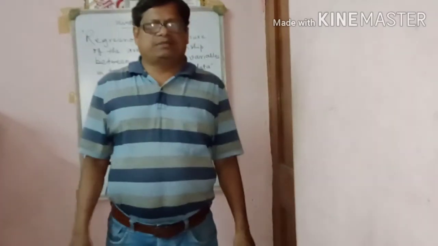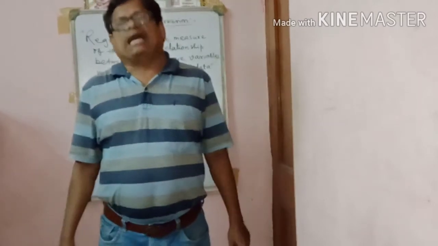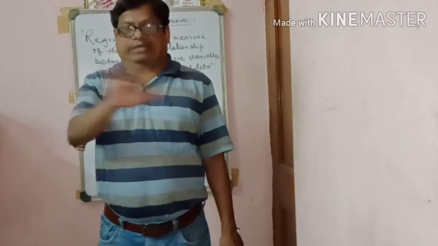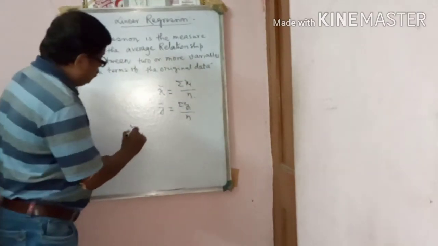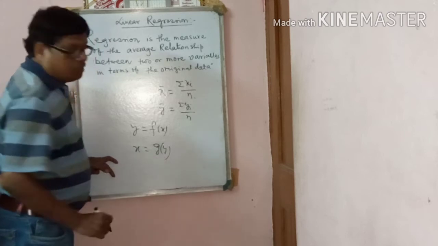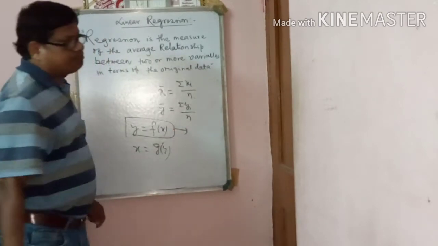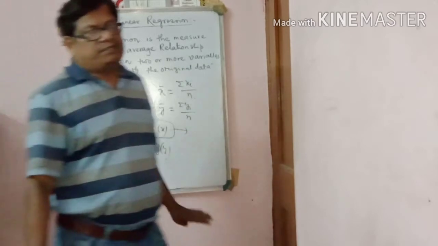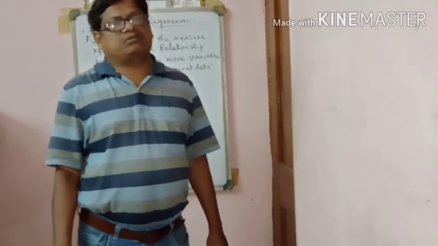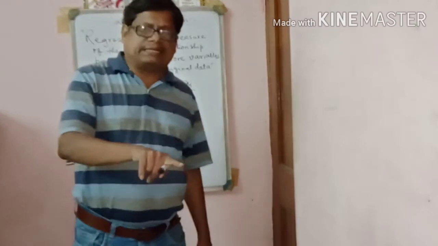Similarly here, if y equals f of x is given, that is the regression equation of y on x, and the regression equation of x on y, suppose x equals g of y. See, y equals f of x is the regression equation of y on x, and x equals g of y is the regression equation of x on y. One is y on x, the other is x on y.